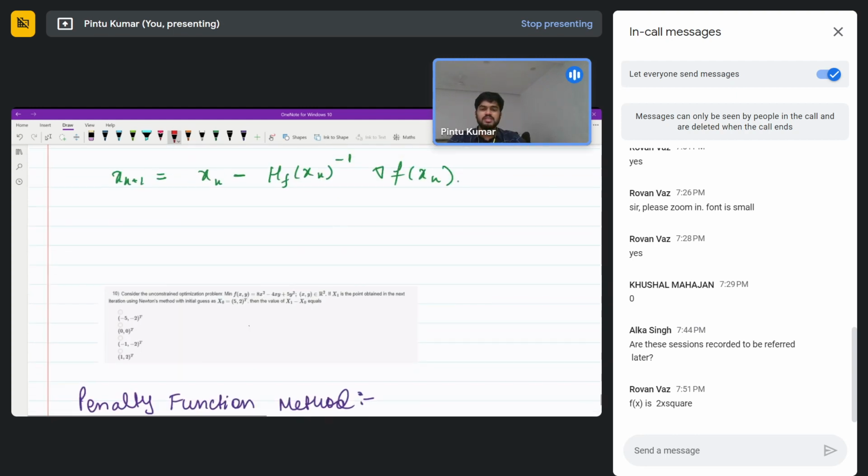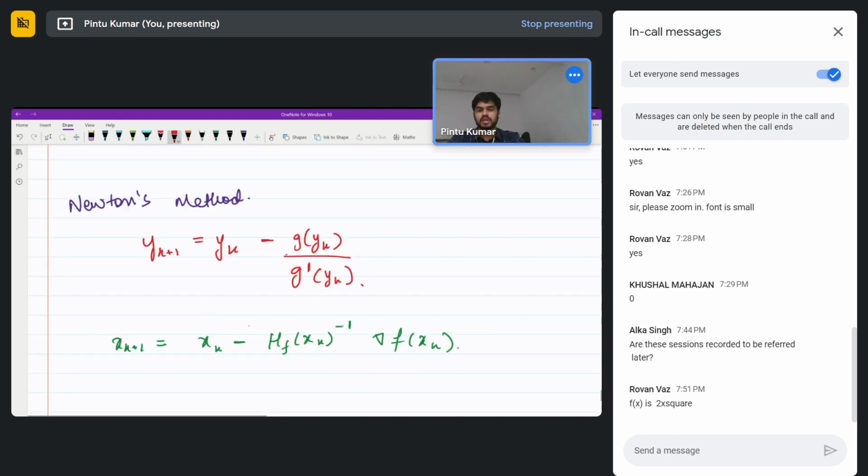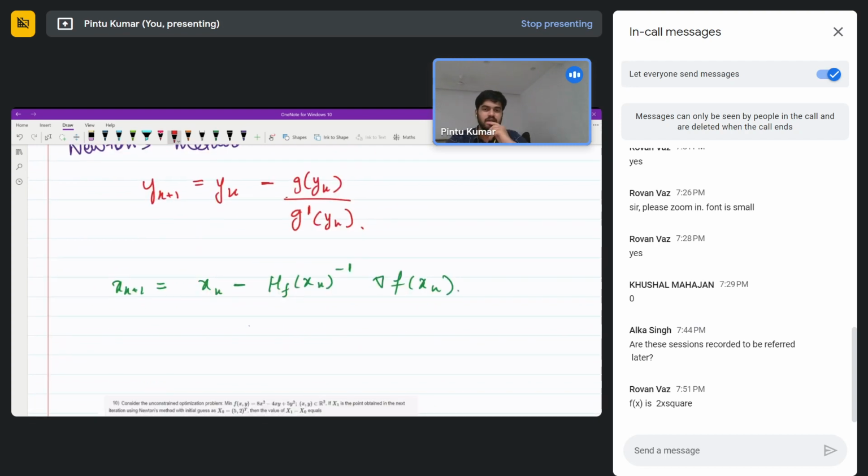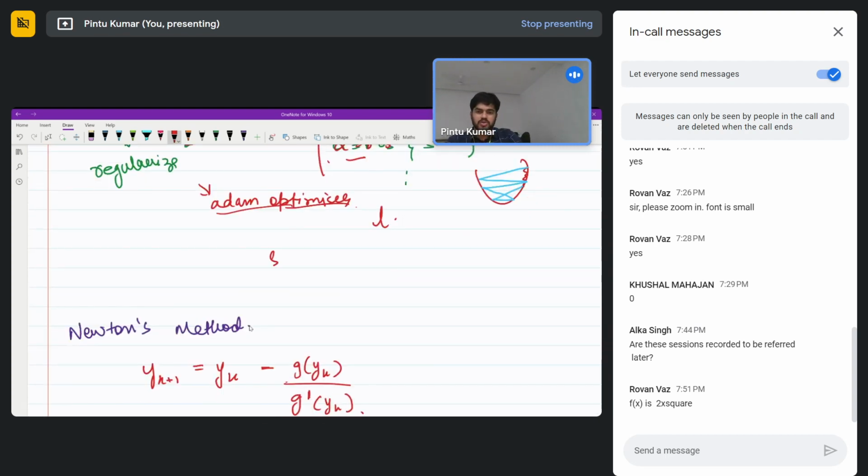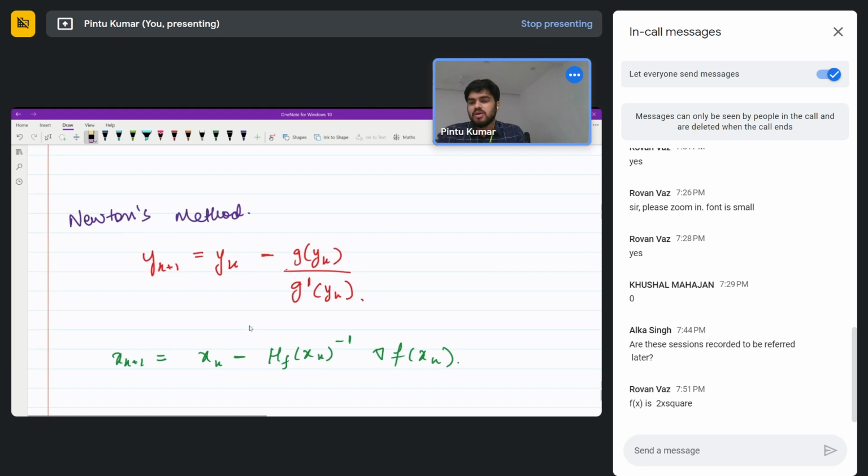Let's quickly look at Newton's method because it is related to this content. I wanted to talk about stochastic gradient descent also, but maybe some other day. So, what is Newton's method? Newton's method was originally not developed for solving optimization problems, but is a numerical technique for finding the root of an equation.